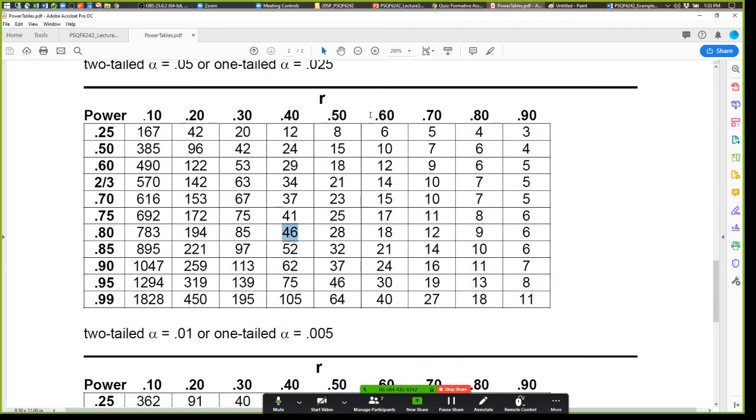So if you go out here to the top of this table, ginormous R's. If you have a ginormous association in your population, it takes like 6 people to find it. Does that happen? No. Not in the social sciences. Yeah, I wish. I have helped people write grant proposals where they do randomized control trials.